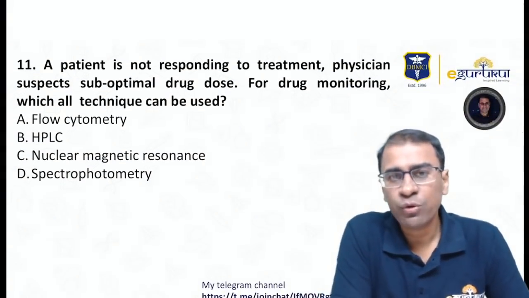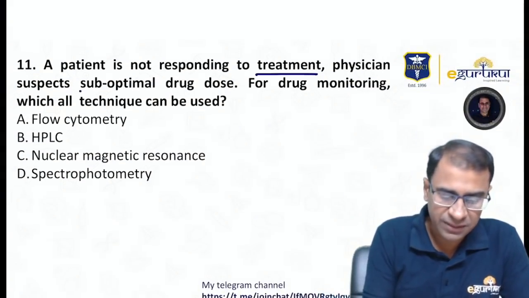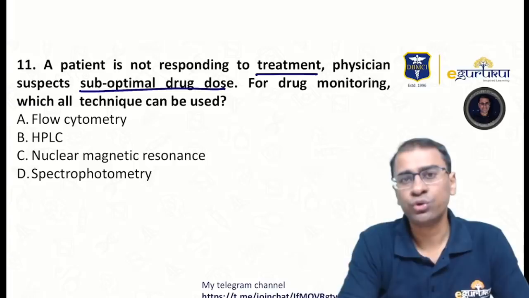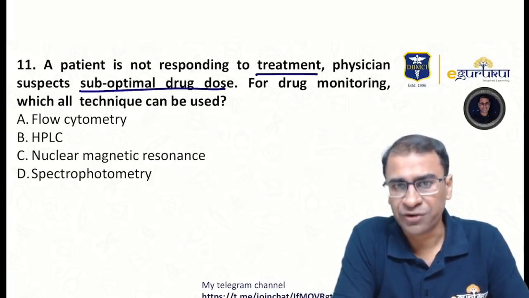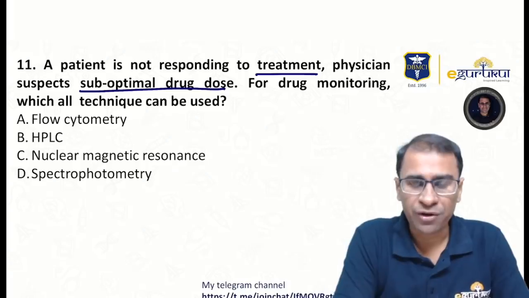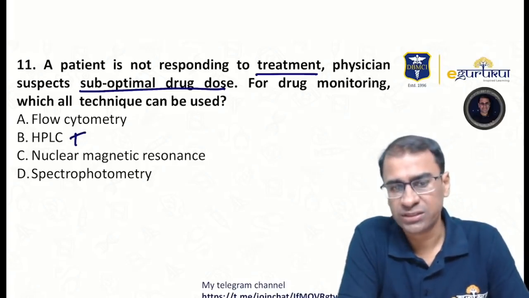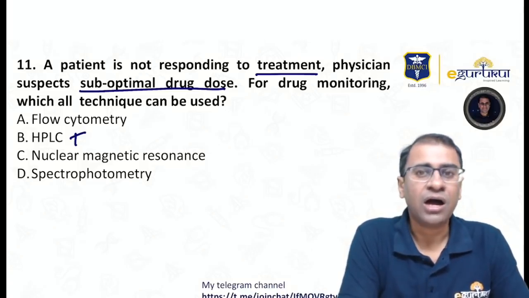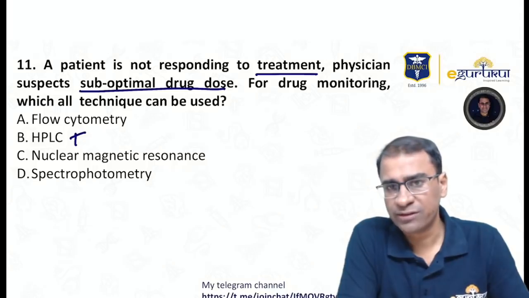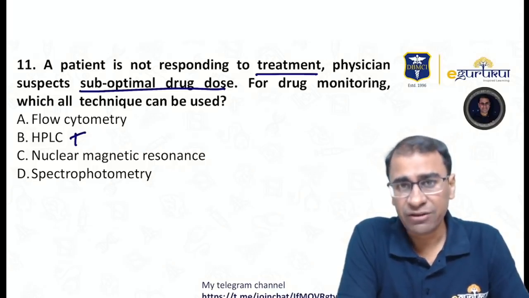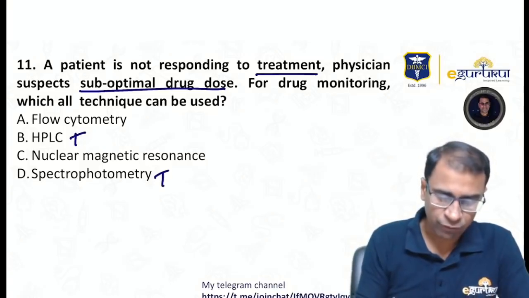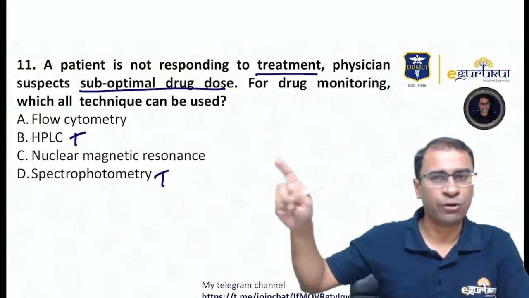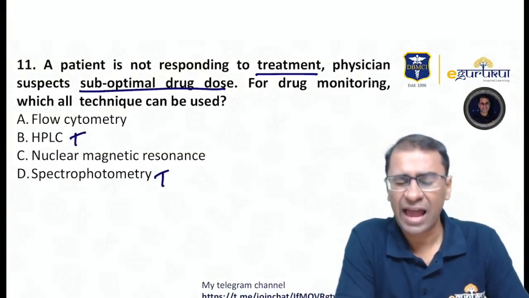Okay, a patient who is not responding to treatment. The physician suspects a suboptimal drug dose, and the simple question is asking you what all things can be used to do a drug monitoring analysis. See, for drug monitoring, basically we use HPLC always. But yes, please understand that even flow cytometry, NMR, or spectrophotometry can usually be done. But if you want to choose one of them, it is spectrophotometry and HPLC only. So these two are the best options. NMR is definitely not one of them, and flow cytometry is not actually used for drug analysis.